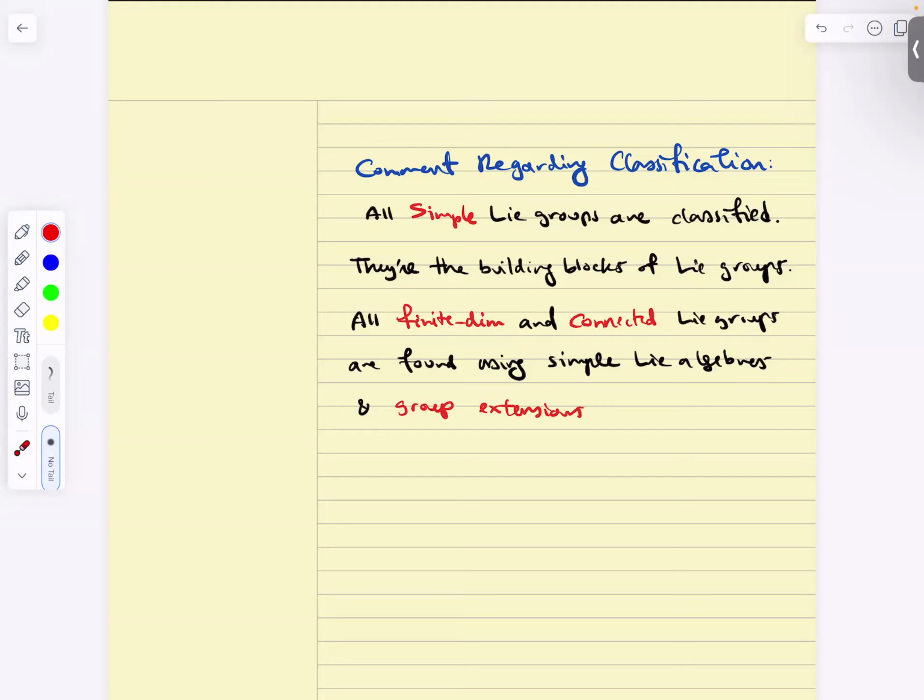The disconnected part is sort of trivial, right? If it has a bunch of disconnected pieces, just add the connected pieces. The finite dimensional is very important. Infinite dimensional Lie groups, they're wacky. They're just way too complicated. So we'll not be dealing with anything like that in physics. Hopefully we'll come back to this at the end of this lecture if we make it far.